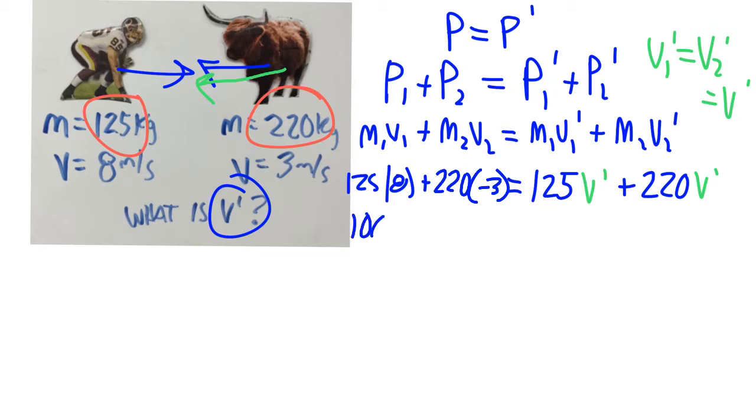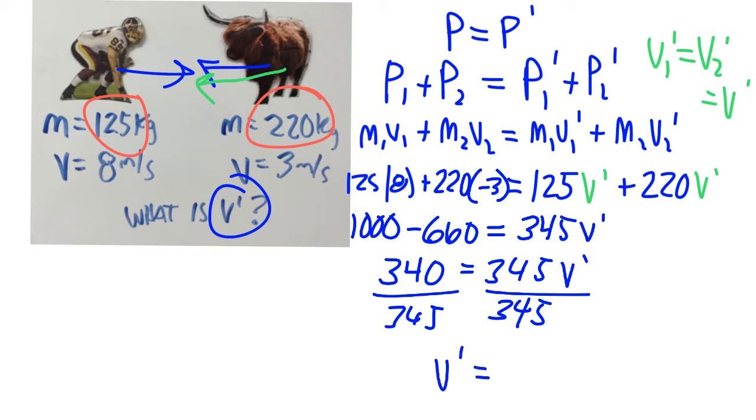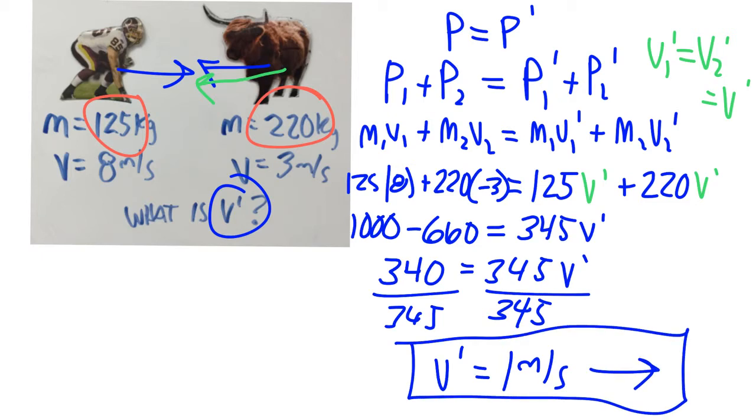So this results in 1,000 minus 660 equals, and then on the right-hand side, we have 125 v prime and 220 v prime, which is 345 v prime. So our math here, 1,000 minus 660 is 340 equals 345 v prime. So we divide both sides by 345, and we get v prime is just about 1 meter per second. Since that value is positive, which is the way of the football player, it would end up in the right direction after this is done.